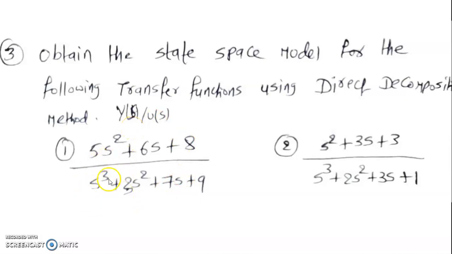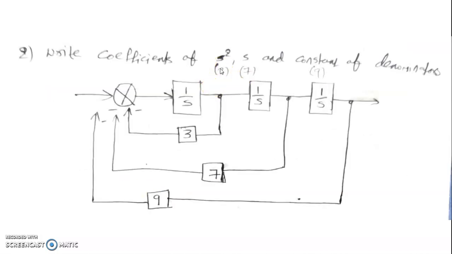Observe here the denominator is s³ + 3s² + 7s + 9, and the numerator is 5s² + 6s + 8. First we will draw the diagram for obtaining the denominator, that is, 1 by (s³ + 3s² + 7s + 9). First we will construct that transfer function. Afterwards we will add the term 5s² + 6s + 8 in that diagram. Remember, here 9 is the constant, 7 is the s coefficient, and 3 is the s² coefficient. Now the denominator is s³ + 3s² + 7s + 9.